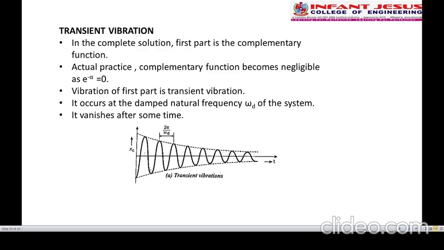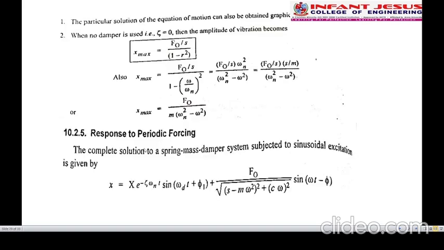Initially, with the complementary function, when time is equal to 0 there is some value. When time increases, the amplitude decreases and tends to become 0, so that equation itself becomes 0. This variation is called the transient vibration. So this is the first response to the periodic forcing. The second part is the particular integral part.